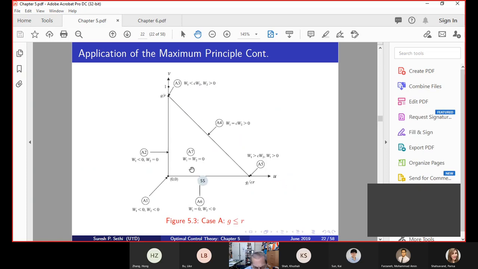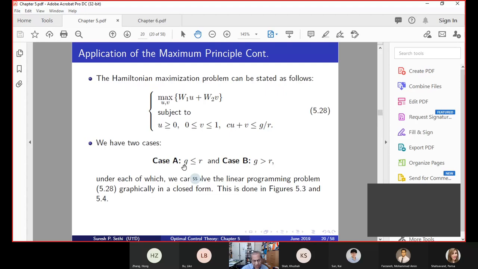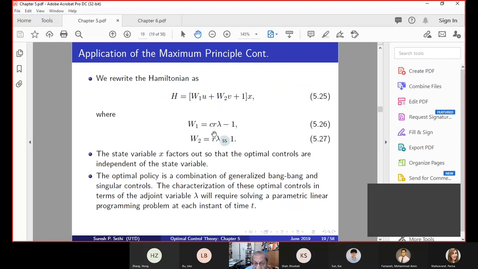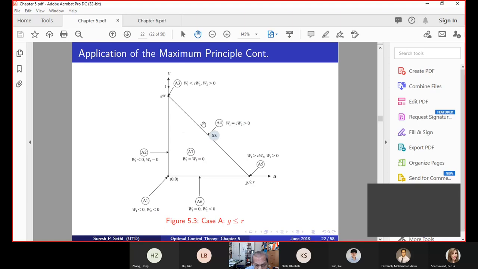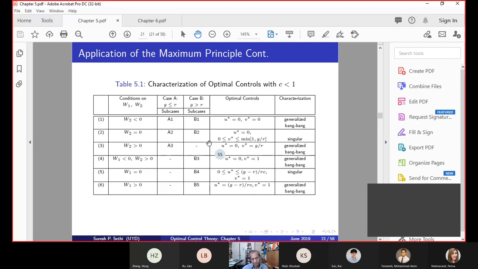So what are we doing so far? We solve this problem for different values of W1, W2, because different values of W1 and W2 will come as the lambda will change. So whatever the values of W1, W2 are, given those values, we can get a line. Given that line, we can get an optimal solution for case A and case B, and I write this table. So when W2 is less than 0, and W2 is equal to 0, there's one more thing here. Why did we forget W1? Let me see why we don't put W1.